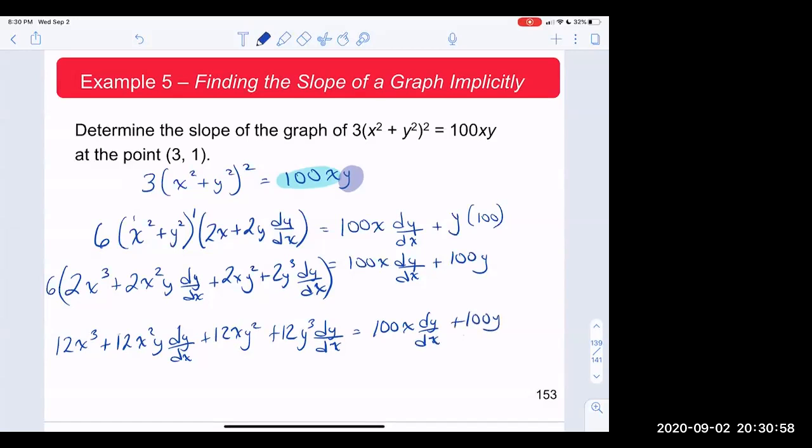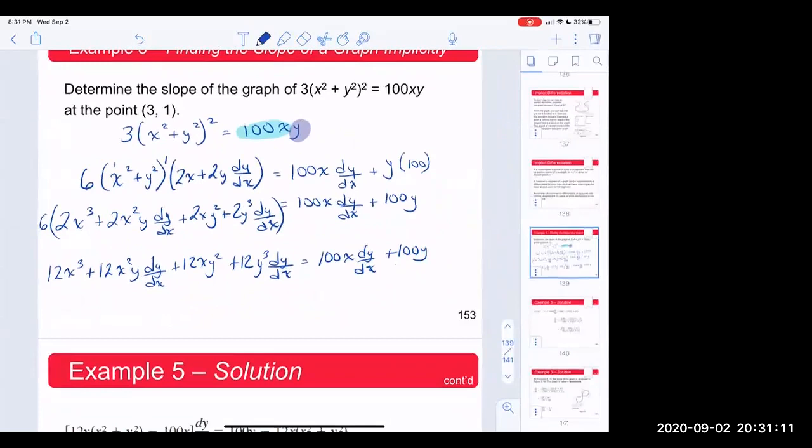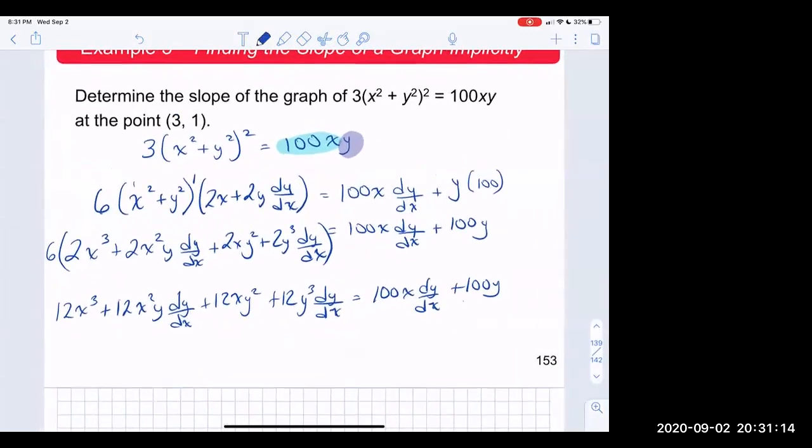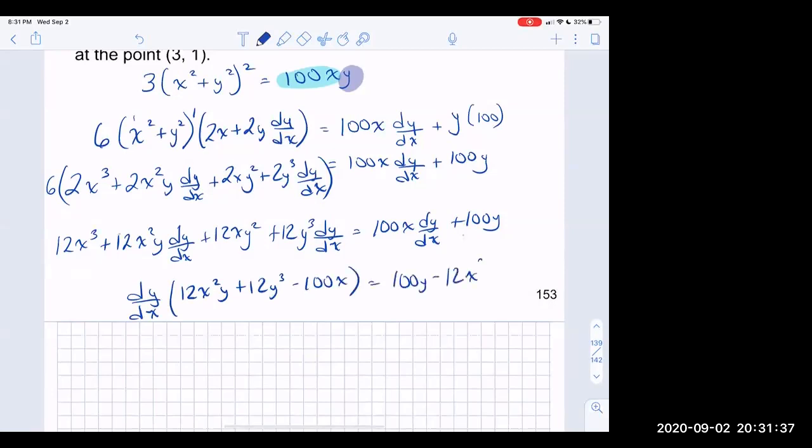Now, I've got 3 terms with dy dx's and 3 without. So I'm going to swap them all. I'm not going to show much work in this because quite frankly, I'm getting tired of writing. And you're going to get that way too, right? So I'm going to factor at the same time if you don't mind. I'm going to have dy dx times 12x squared y plus 12y cubed minus 100x equals 100y minus 12x cubed minus 12xy squared. Did everybody follow what I did there?